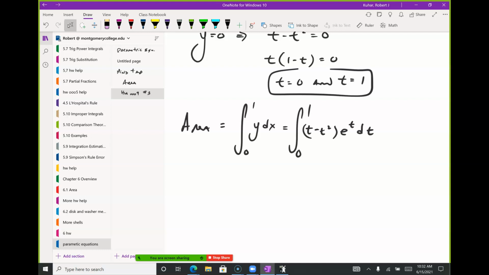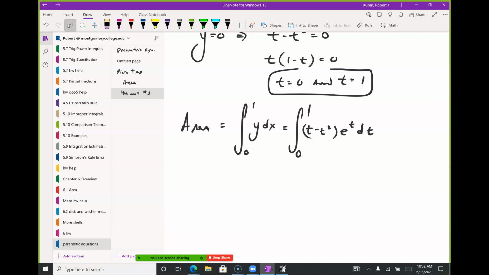Oh, this one's cool. What does the 0 and the 1 signify? Yeah, the time. On the graph, at what time does the graph hit the x-axis? Okay.